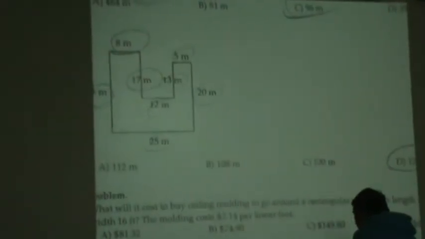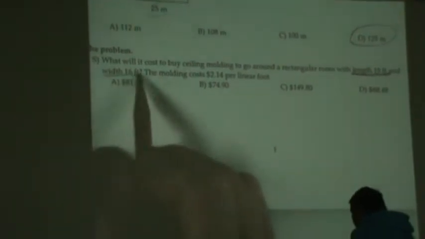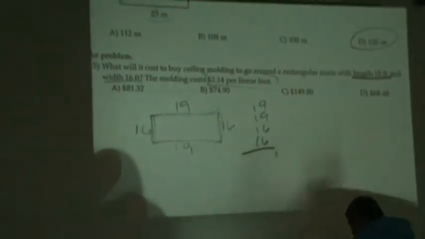Okay, number 5. What will it cost to buy ceiling molding to go around a rectangular room with length 19 and width 16? Okay, 19, 16. The molding costs $2.19 per linear foot. So you have to figure out how far it is around the ceiling, all the way around. They didn't do the floor because there's doors and stuff. Okay, 19, 19, 16, 16.